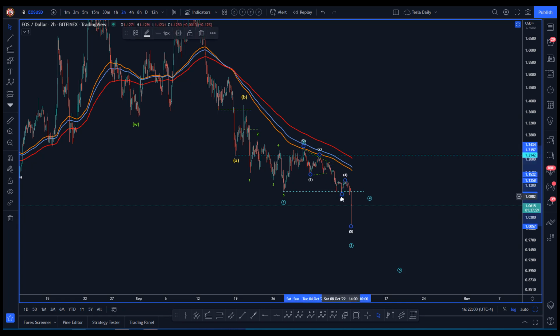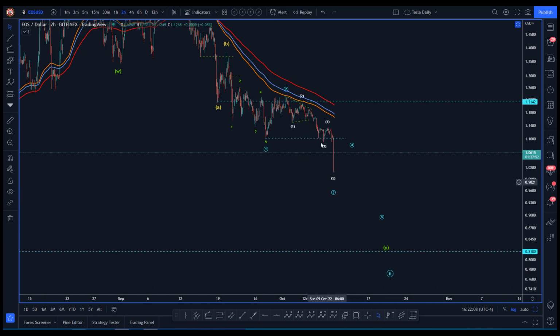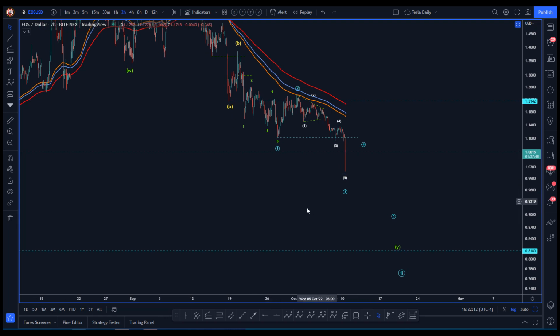So I do get an impulse here, right? Little kickback in the 4, and then I've just got a waterfall here working on that 5. So now, 5 could be done. That's pretty good distance here off of tagging this low, but the count would suggest that there's one more leg.